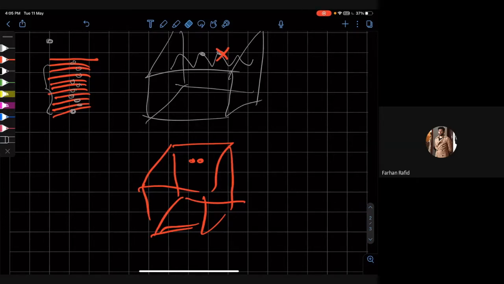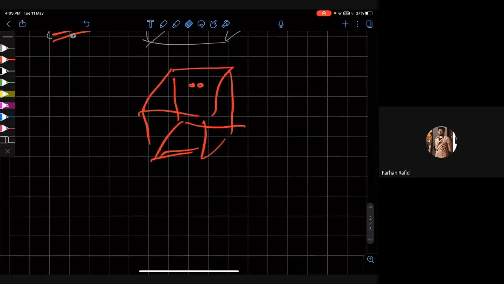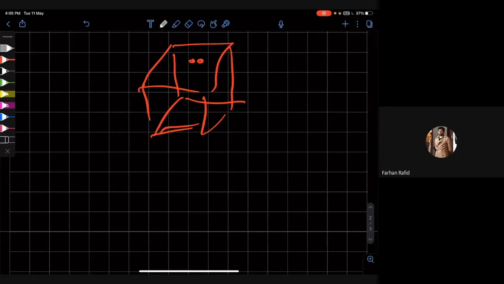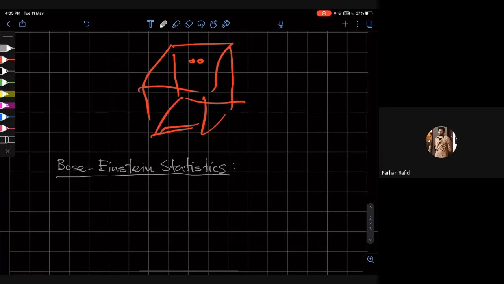So now let's look at the Bose-Einstein statistics. The rest of this class will be dedicated to looking at the various limits of Bose-Einstein statistics, okay? In particular, we will derive the case where, at low temperature, there's a critical temperature, and a lot of the particles can occupy the lowest energy state.